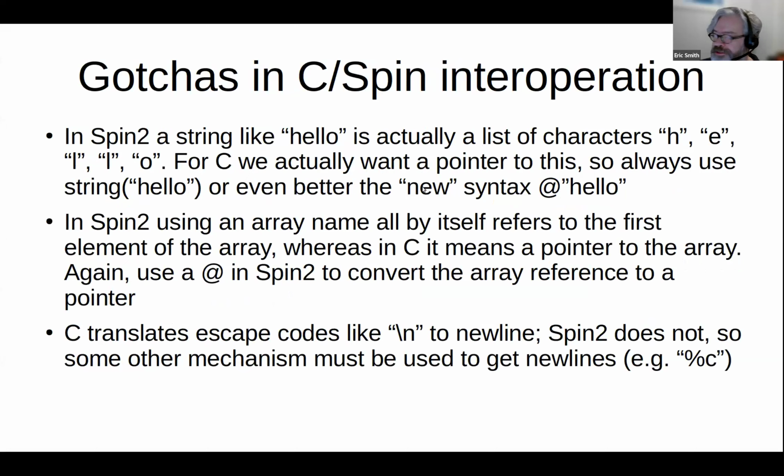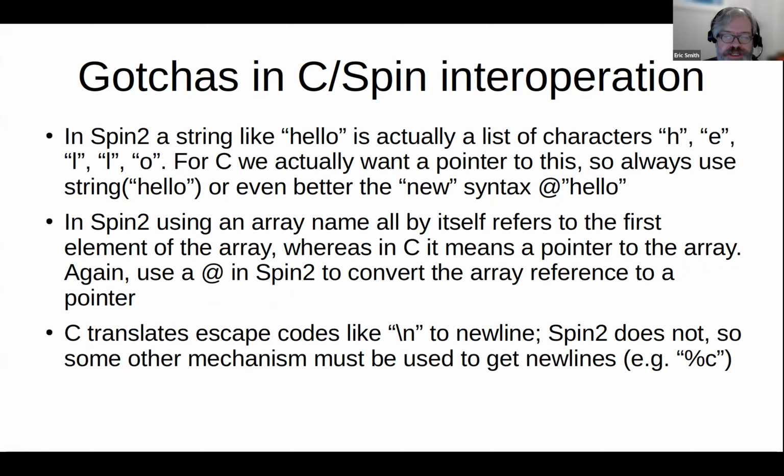So as I mentioned, in Spin 2, a string like hello is actually a list of characters, which kind of makes sense in a way. But for C, we want a pointer to that. So we always use string, or even better, the new syntax that Chip added, the @.